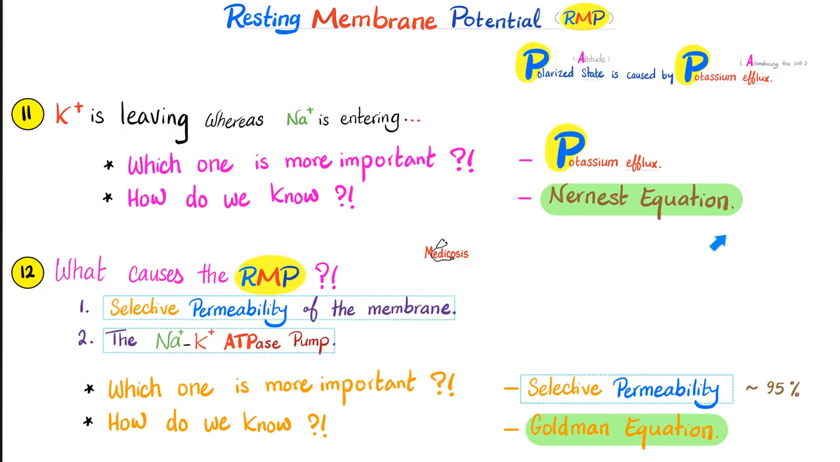Lucky for you, two doofuses have gathered the evidence for us. The first one, Nernst equation, to explain why the potassium efflux is more important than the sodium influx during rest. The second person is Goldman, who explains why the selective permeability is way more important than the pump when it comes to the resting membrane potential. In the next video, we'll talk about the Nernst equation and the Goldman equation.